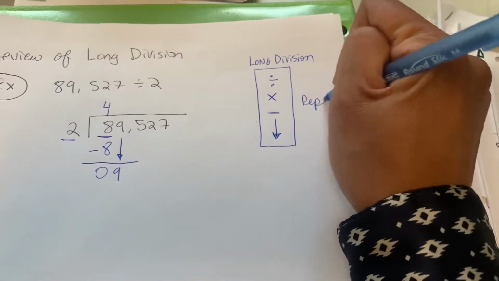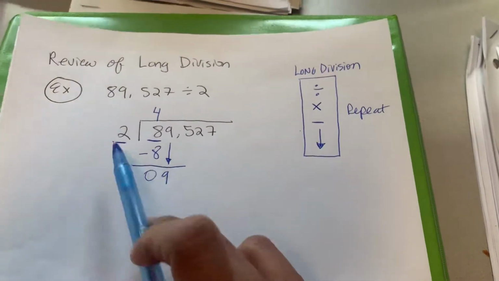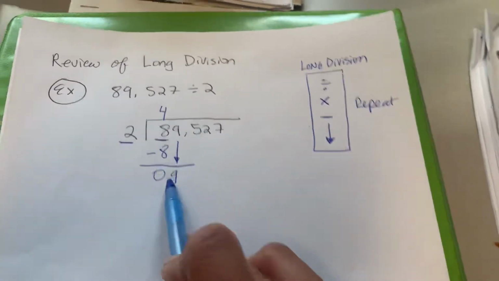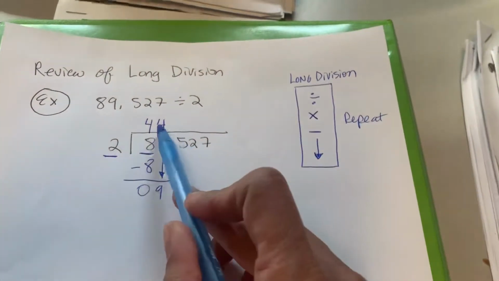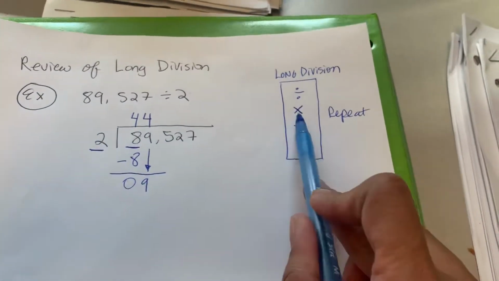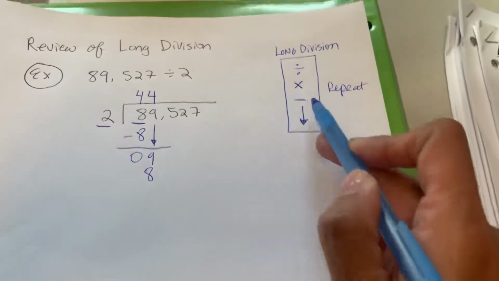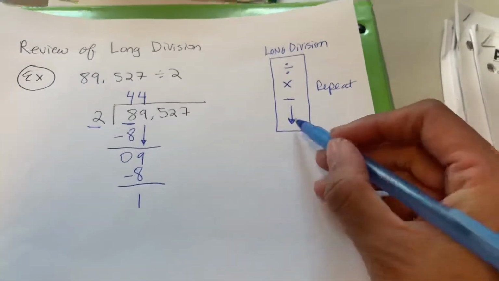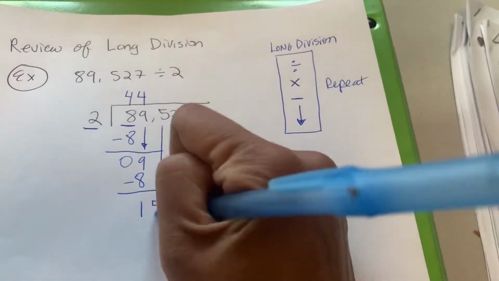Repeat, repeat, repeat. So now I'm going to repeat this. I'm going to do 9 divided by 2. Well, 9 divided by 2, the largest whole number that will go into it is 4. Then I do 4 times 2, because that's the second step. 4 times 2 is 8. Then I subtract, and I get 1. And then I drop it like it's hot, so I get 5.